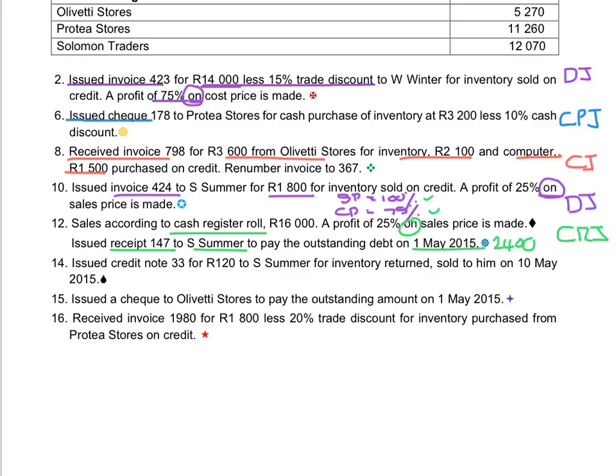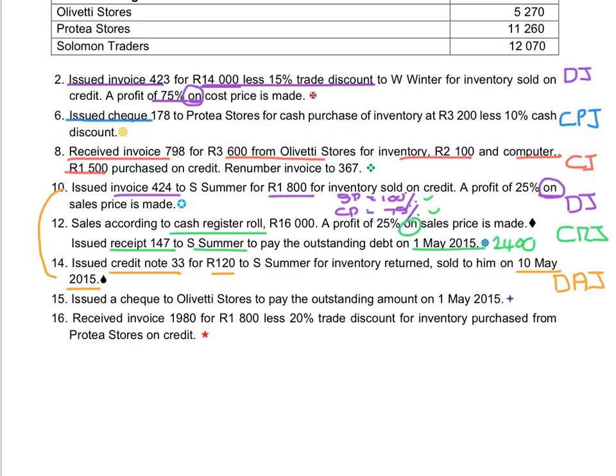Issued credit note 33 for 120 rand to S. Summer for inventory returned to him. These goods were originally sold on the 10th. So if we go back to the 10th, we see that some of the goods that we sold on the 10th is now returned by him. So when we sold the goods, we recorded it in the debtors journal. So when we reduce his account, when he returns goods, we will record it in the debtors allowances journal.